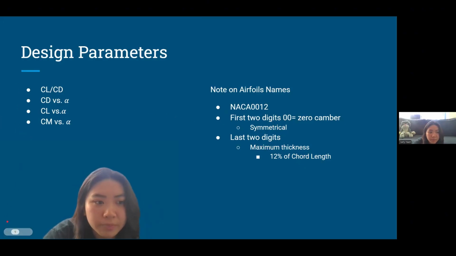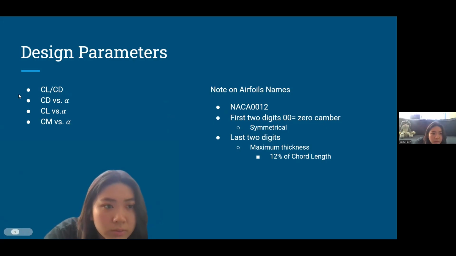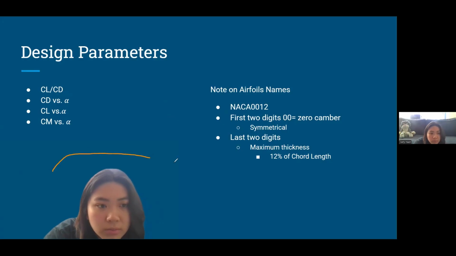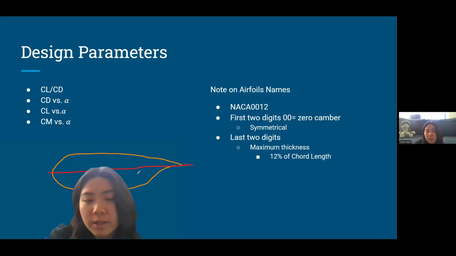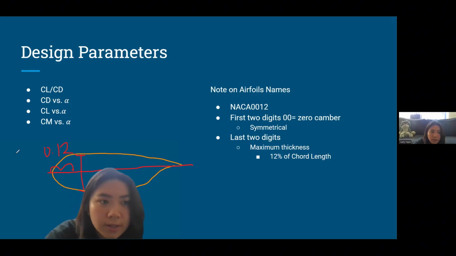So what do I mean by that? Let's see. Your airfoil, and then this will be your chord length. The chord length is just the characteristic length of the airfoil, right? So it'll be like 12%. Say this is the maximum thickness. It will be 12% of this.